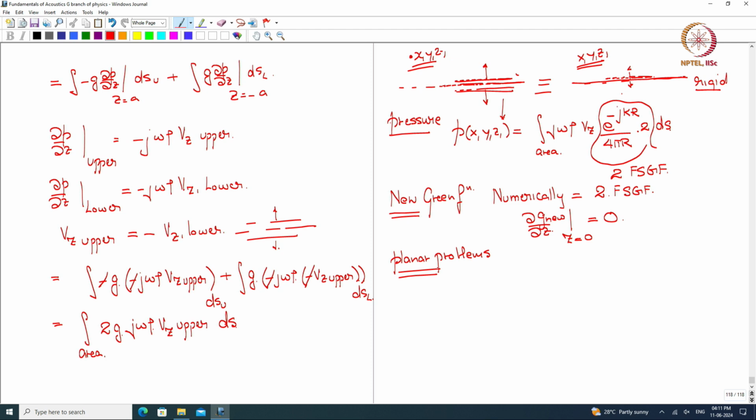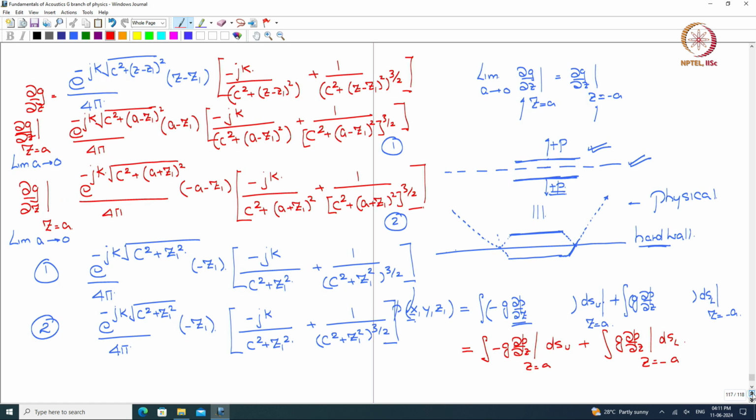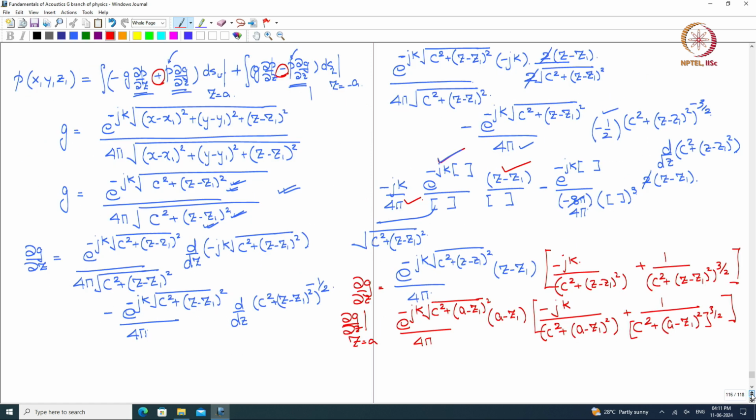So, as a result, because this del g by del z has gone to 0, only one term survives in the KH integral. This term has gone to 0. So, this is a g nu, because it goes to 0 on the surface, this term goes away and you are left with g del p del z, which gets doubled.